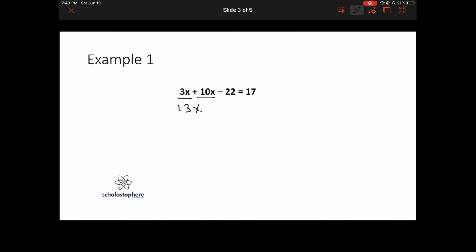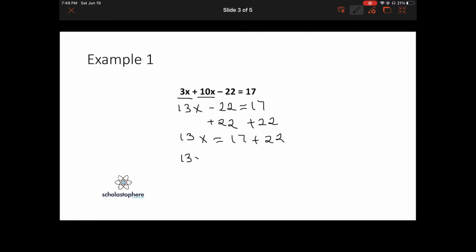Go ahead and bring down the remaining terms of the equation, which are negative 22, the equal sign, and 17. You'll now have written 13x equals 17 plus 22. So go ahead and combine the constants. 17 plus 22 gives us 39. So you should have written 13x equals 39.